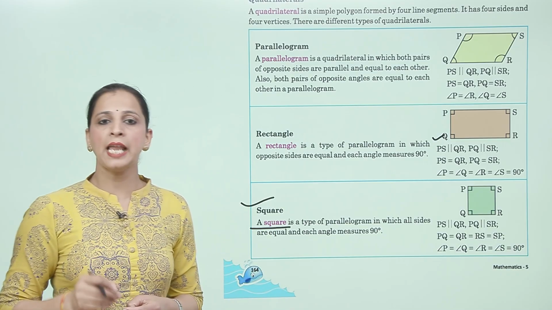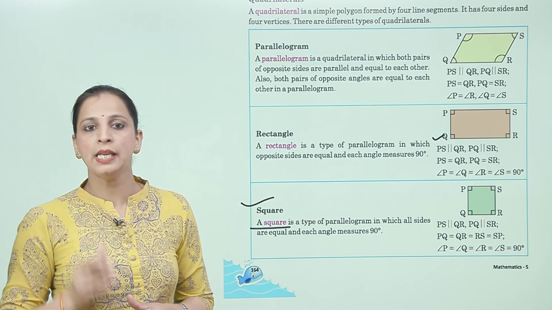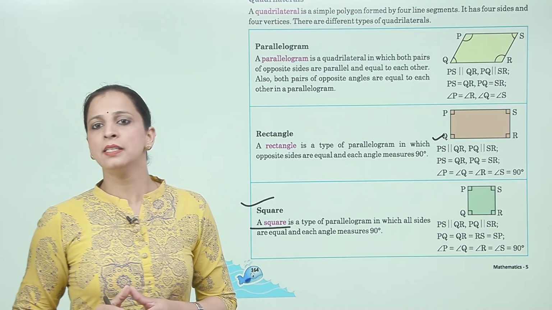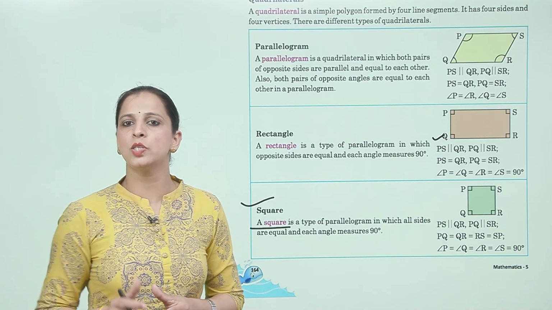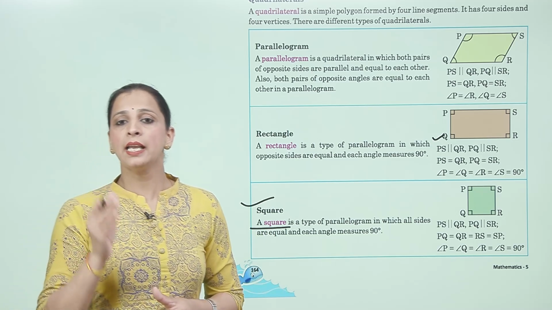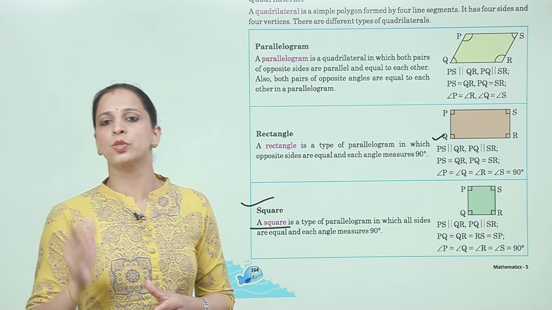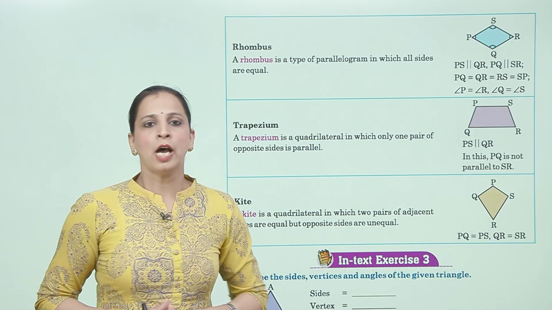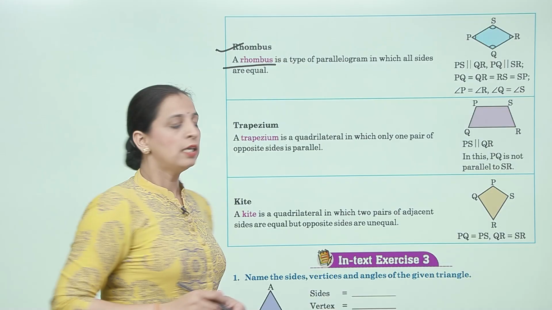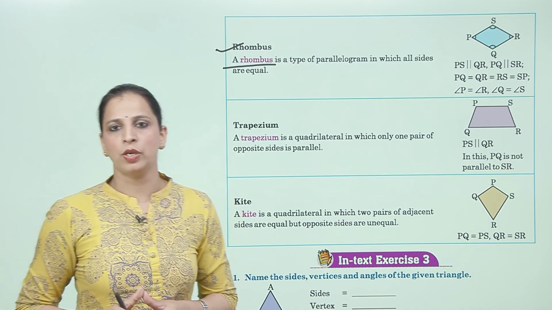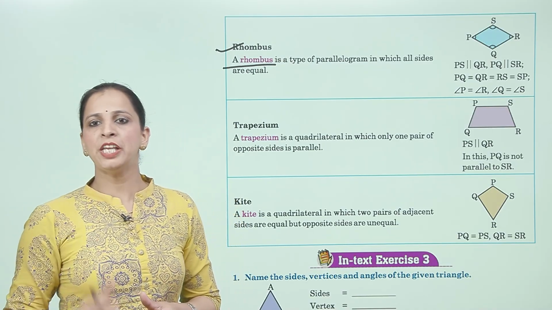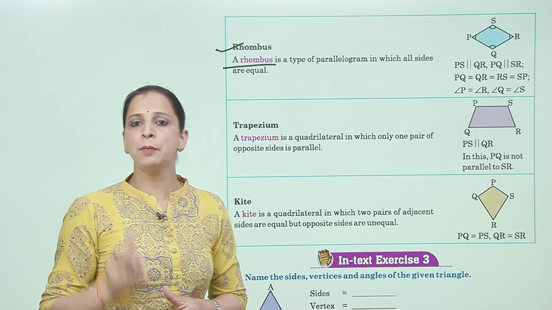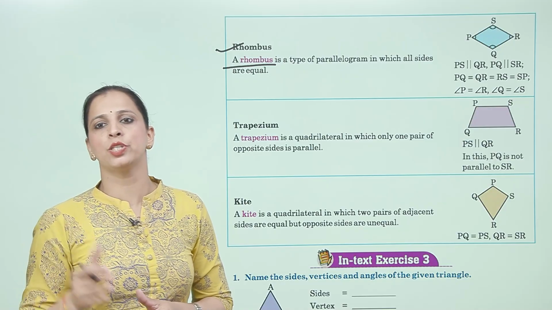A square is a type of parallelogram in which all sides are equal and each angle measures 90 degree. PS parallel है QR, PQ parallel है SR, PQ is equal to QR is equal to RS is equal to SP and angle P is equal to angle Q is equal to angle R is equal to angle S is equal to 90 degree. Now rhombus. A rhombus is a type of parallelogram in which all sides are equal. PS parallel QR, PQ parallel SR, PQ is equal to QR is equal to RS is equal to SP and angle P is equal to angle R and angle Q is equal to angle S.